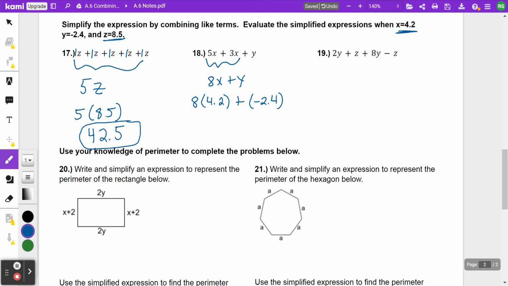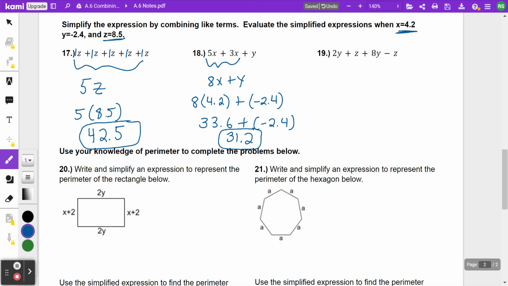So this is a PEMDAS problem now. 8 times 4.2 is 33.6. And we have 33.6 plus negative 2.4. Those guys are on opposite teams, so we're going to subtract. 33.6 minus 2.4 gives us 31.2. And since we have more positive, our answer needs to be positive.